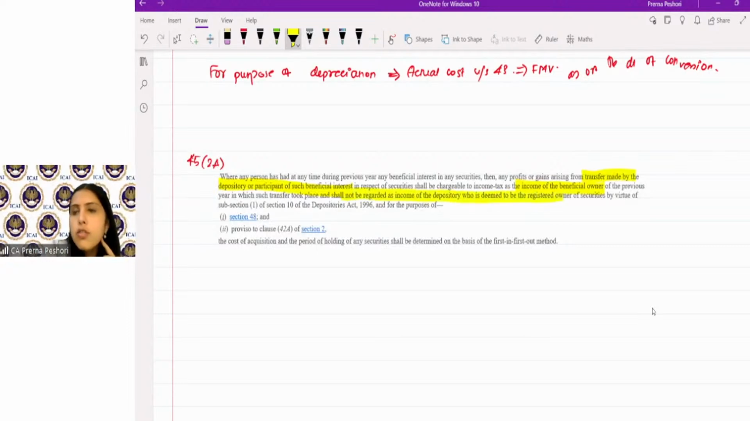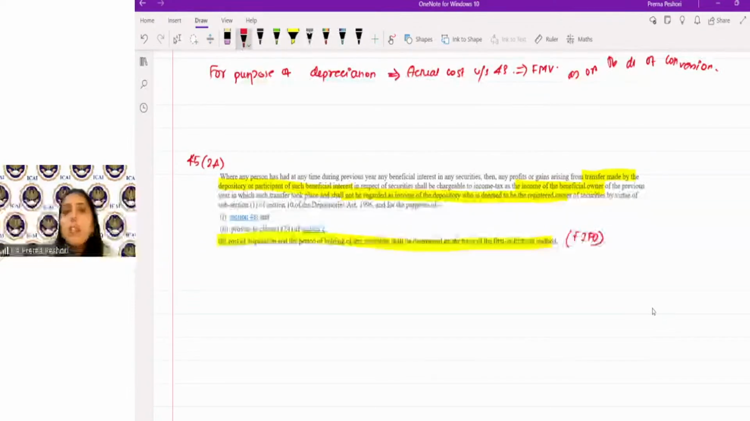So generally, when the securities you hold with any depository participant, let's say I hold them with Kotak Securities, Zerodha, they are considered as registered owner, but I am the beneficial owner of those shares and securities. So it will not be considered as income of the depository participant, but it will be considered as income of the beneficial owner. And the cost of acquisition and period of holding shall be by the FIFO method for the purposes of determining the cost of acquisition. So when the securities are transacted, the brokers or the depository participant, and the income will be considered yours. Clear? Are we clear?